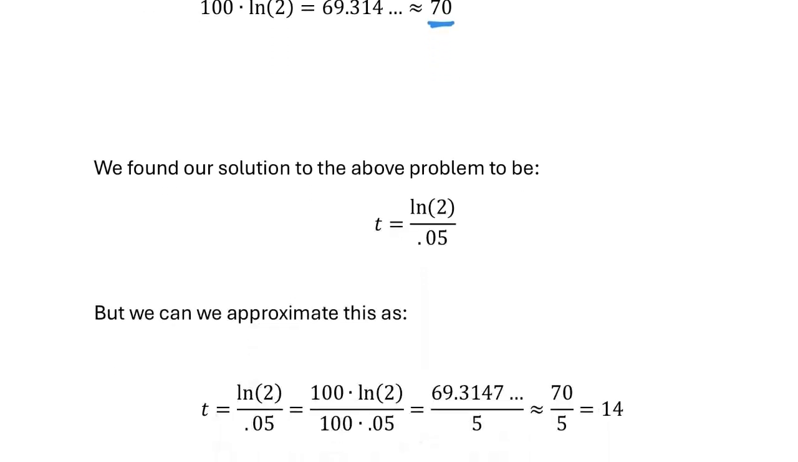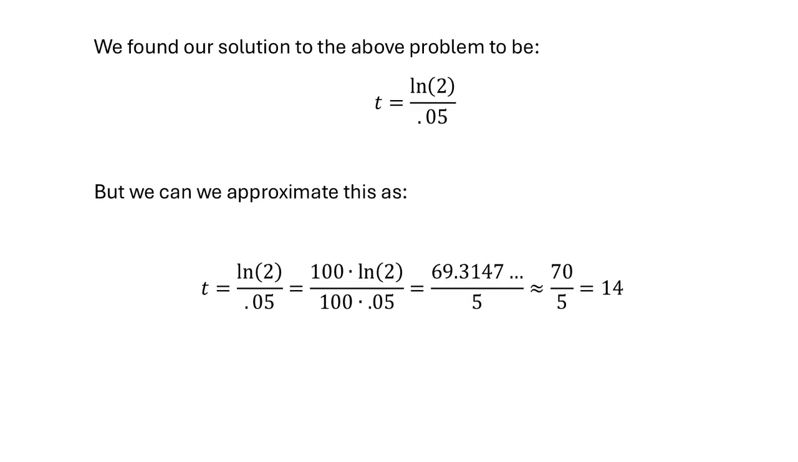Well, notice that we found our solution to the problem that we just did to be natural log of 2 divided by 0.05. But we can rewrite this by, first of all, multiplying the numerator and the denominator by 100. And we get 69.314 divided by 5, which is about the same as 70 divided by 5, which is 14, or 14 years. And isn't this what the rule of 70 would say for the doubling time? 70 divided by 5 years.